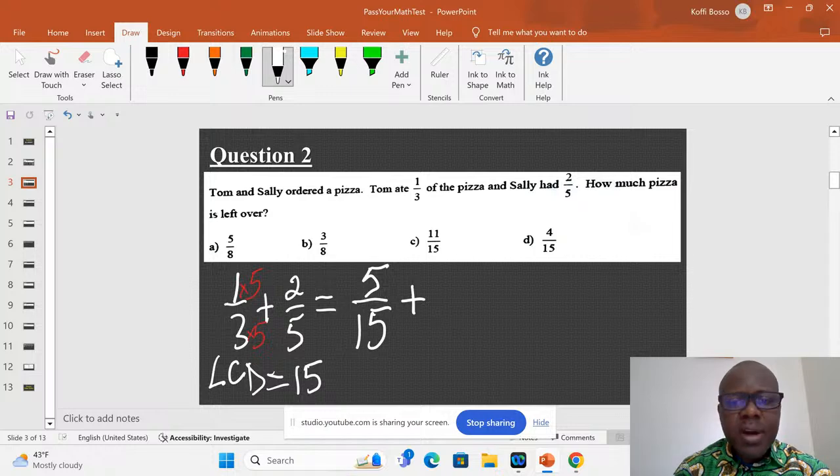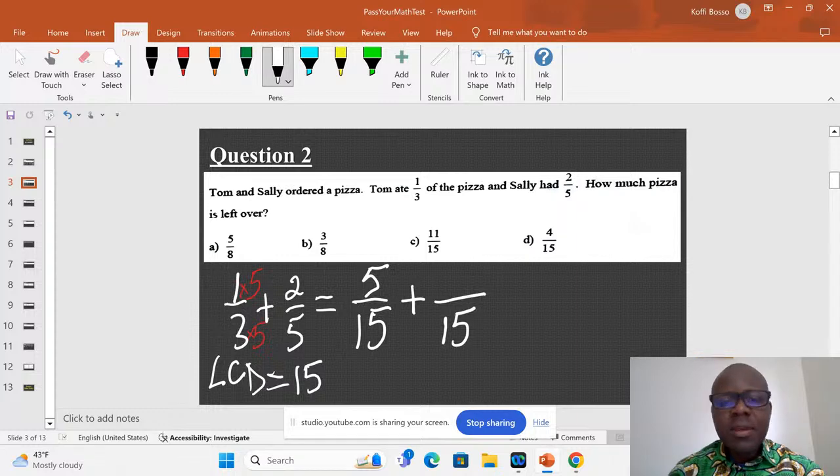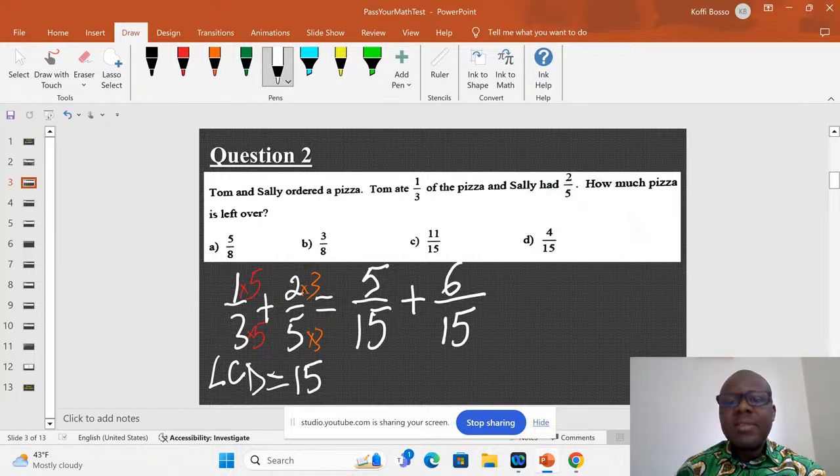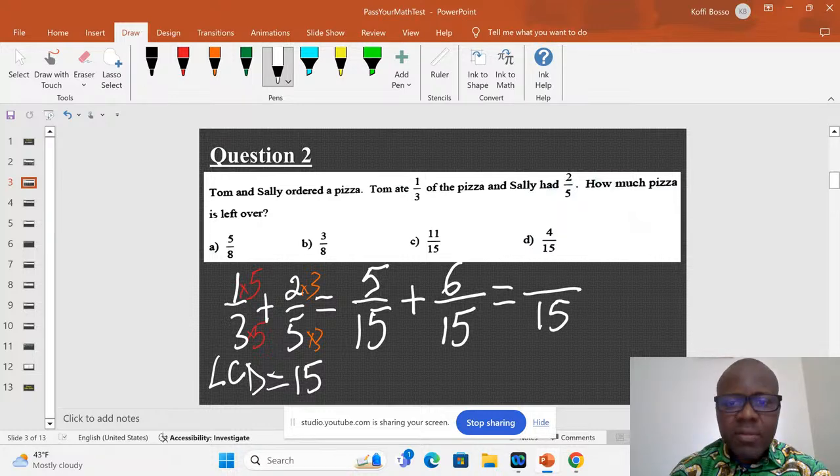the 2/5, we want to write as something over 15. Here, to get 15 we multiply the denominator by 3, and we multiply the 2 also by 3 to keep the equivalent fraction. So we have 6/15. This time we can add. You have 15 as the common denominator. You add the 5 to 6, you get 11. Please don't say the correct choice here is C. No, it's 11/15. This is the total pizza eaten by Tom and Sally.